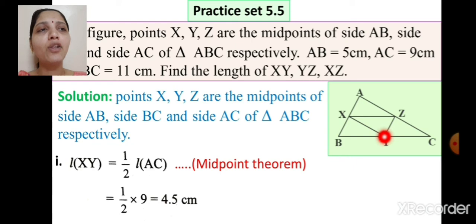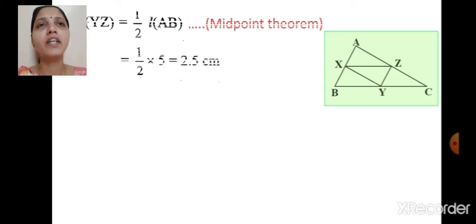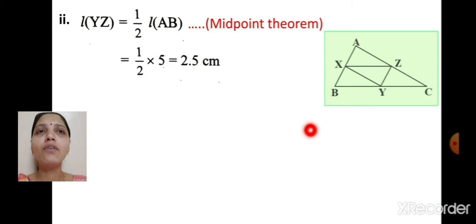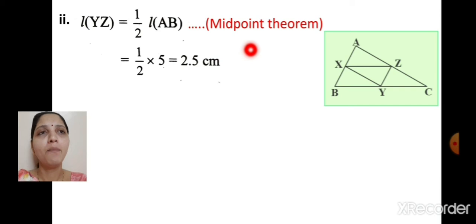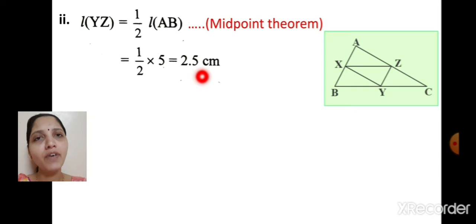Now how will you find length of YZ? Now here if you observe this figure, point Y is the midpoint of BC and point Z is the midpoint of AC. Then this segment YZ is parallel to segment AB and it is half of AB. Yes, so let's write here. Length of YZ is equal to half the length of AB, and reason you will write as midpoint theorem. Now let's substitute the value of AB. AB is 5 centimeter. So here you will get half into 5, that is equal to 2.5 centimeter.